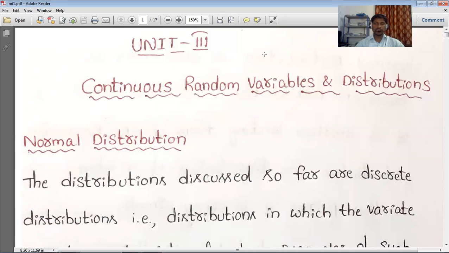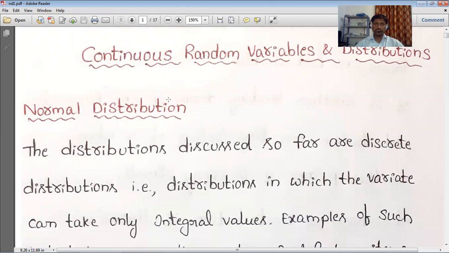Now we are going to learn continuous distributions. Continuous random variables and continuous distributions. In the first unit we already learned continuous random variables and density functions. By taking those things, we are going to learn distributions here. The first one is normal distribution, then exponential distribution, and the third one gamma distribution. Of course, other distributions also exist, but as per the syllabus we have only three distributions here: normal, exponential, and gamma. So first, normal distribution. But before going to that, let's see what is meant by continuous distributions.